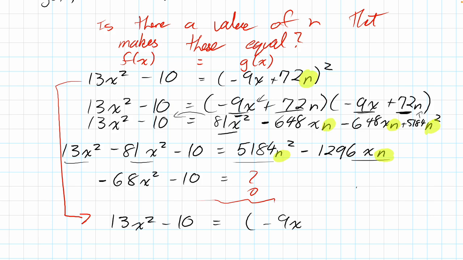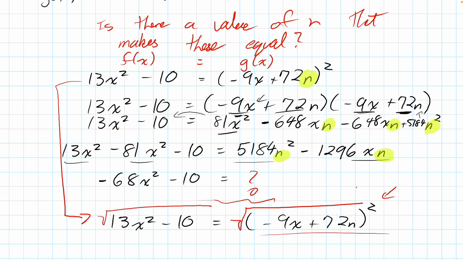The reason I want to rewrite it is because I want to show you a quick way of isolating a whole side. This entire side is squared, which means I can get rid of the squared by applying the opposite operation to both sides. In this case, I square root, and I just have to make sure I do one side, I do the other. Square root and squared eliminate each other. They disappear. So then I'm just left with what's underneath in those brackets, which is negative 9x plus 72n.